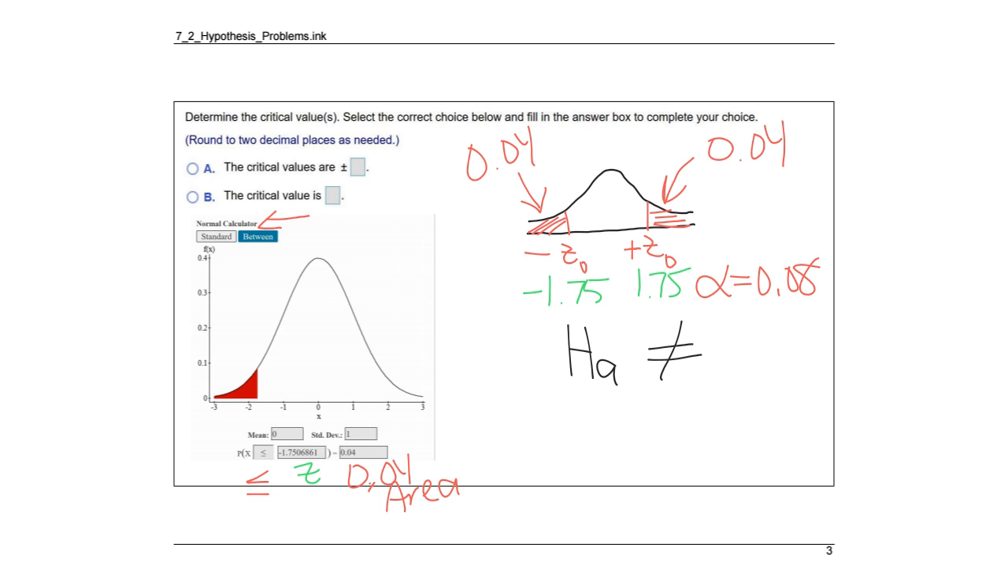Now for this problem, they want you to just put it in a plus or minus box. And so we're just going to put 1.75 inside that box. And so we've got a plus or minus. And so these are the critical values. These are also our rejection areas. So the red shaded areas and the red part on the number line, those are both our rejection areas, and we're going to talk about that in a few minutes.